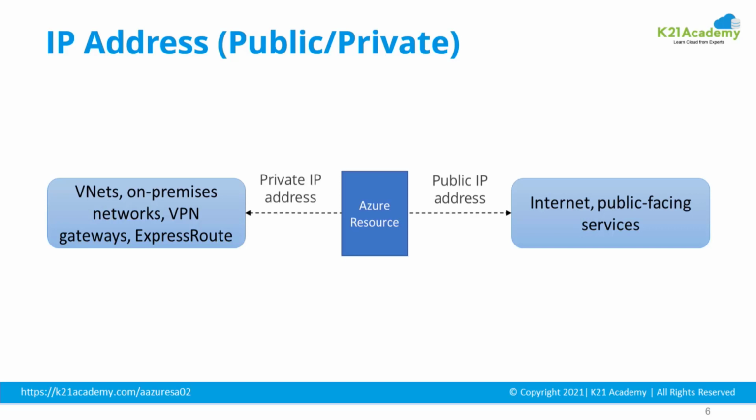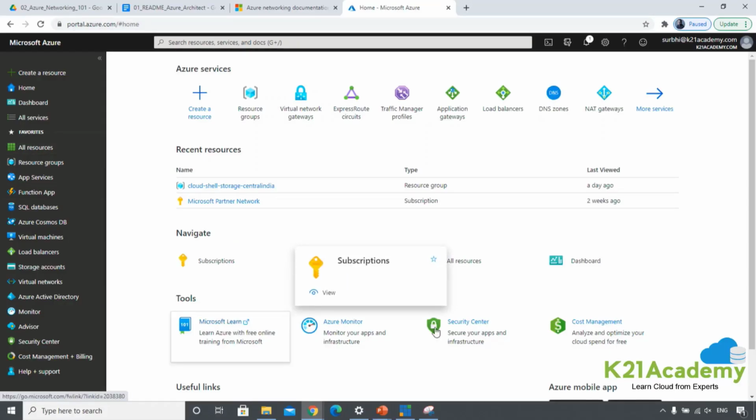So let me quickly show it to you on an Azure account, and how you create these IP addresses, NICs or network interface cards, VNets or subnets. So I'm on the Azure portal. You should already have created an account in the Azure portal. If you haven't, there is a previous module about how to create an account in Azure, and a portal walkthrough.